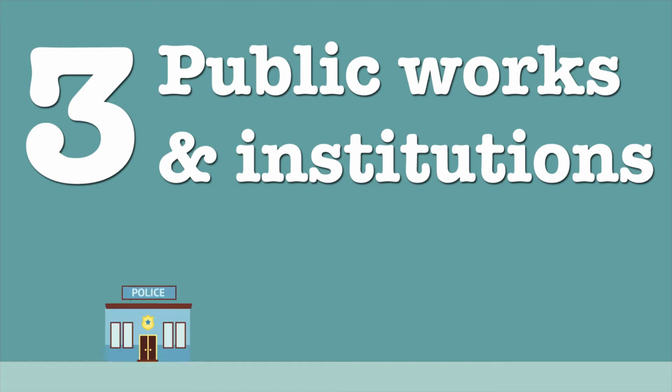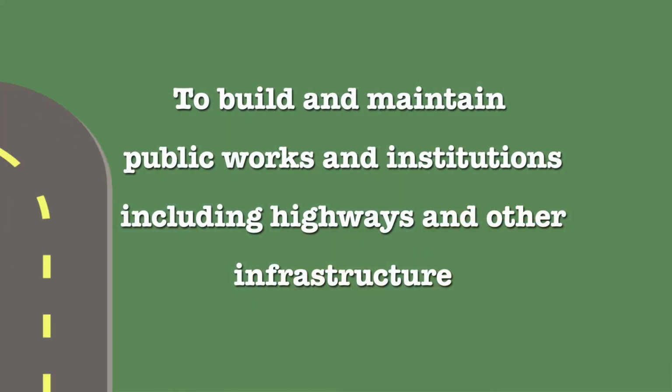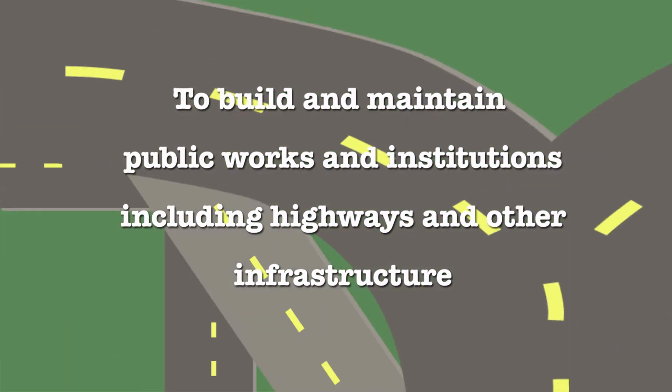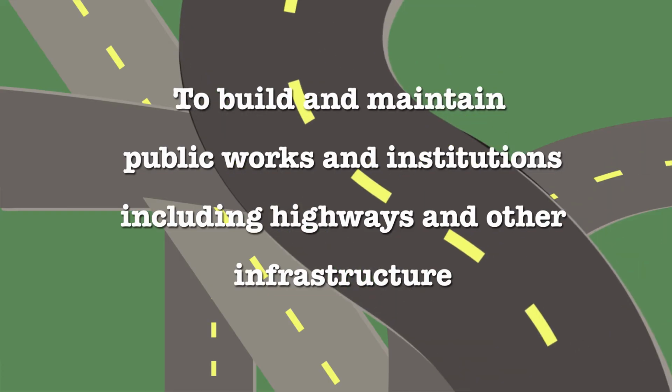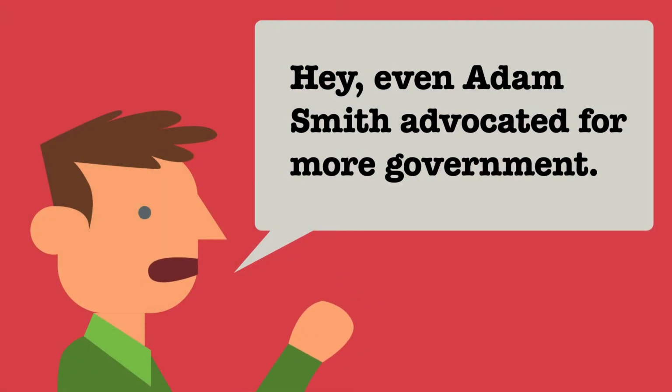The third role of government, according to Smith, is perhaps the most interesting and most misunderstood: to build and maintain certain public works and institutions. The most often cited examples include highways and other infrastructure, as well as basic education. Today, advocates of larger government often use this third role to claim support from Adam Smith.